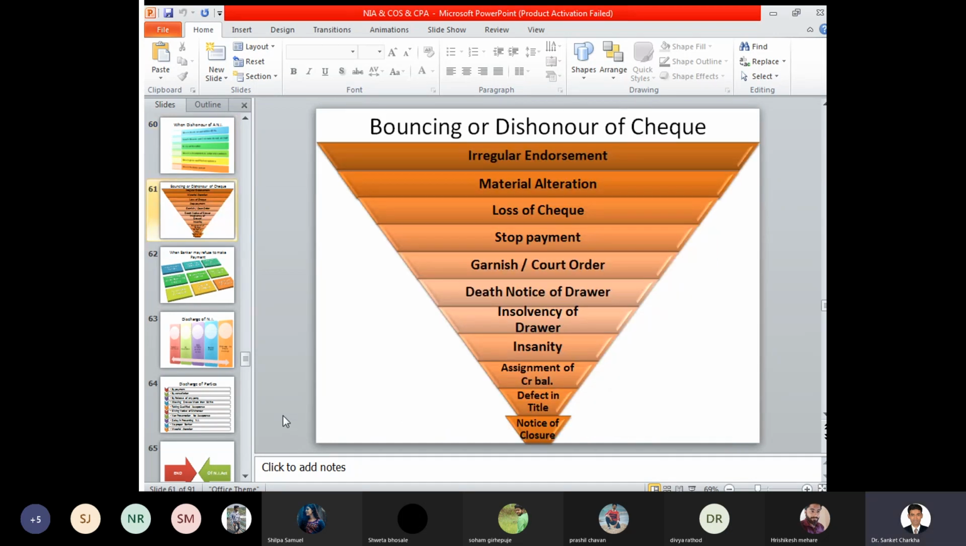Now, bouncing or dishonor of a check. So what are the various terms and conditions in which your check can get dishonored or your check can bounce? First thing, irregular endorsement. Here, if a check has not been endorsed properly, if the check is not endorsed in a proper way or in the proper format that has been mentioned, then also your negotiable instrument or your check can get dishonored. Now, what is the condition of endorsement?